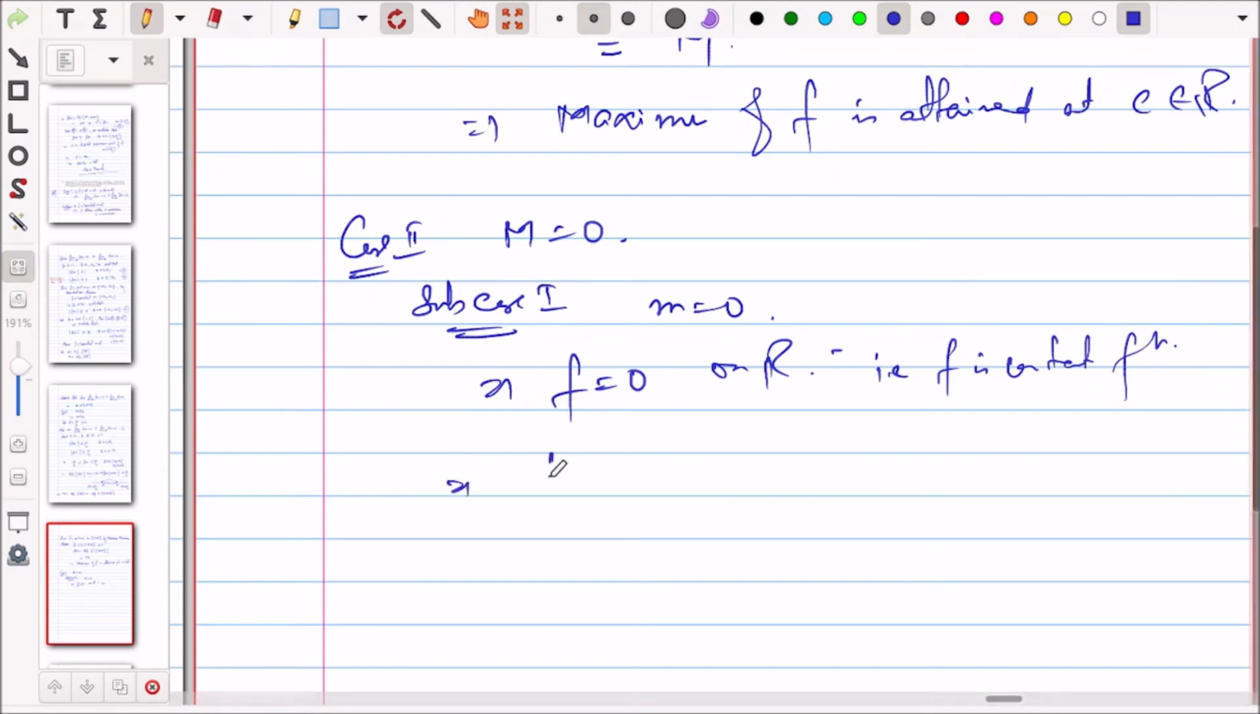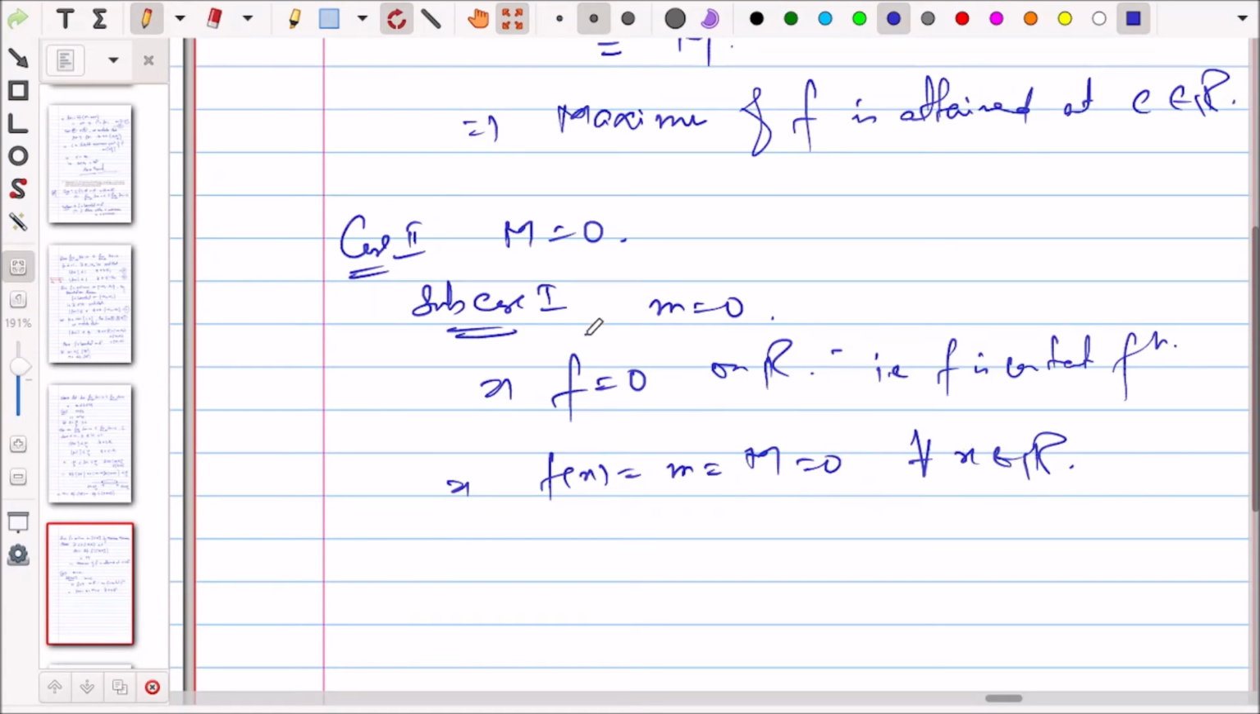That is, f is a constant function. So this implies f(x) is equal to m is equal to capital M is equal to 0 for every x in R. That is, your supremum and infimum are attained at every point in R. So we just needed to prove one point, but here we are getting that the supremum and infimum are attained at every point of R.